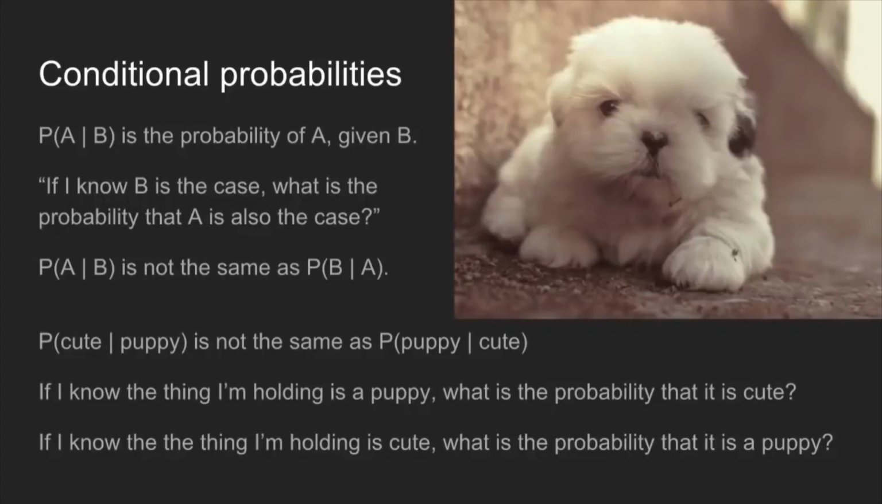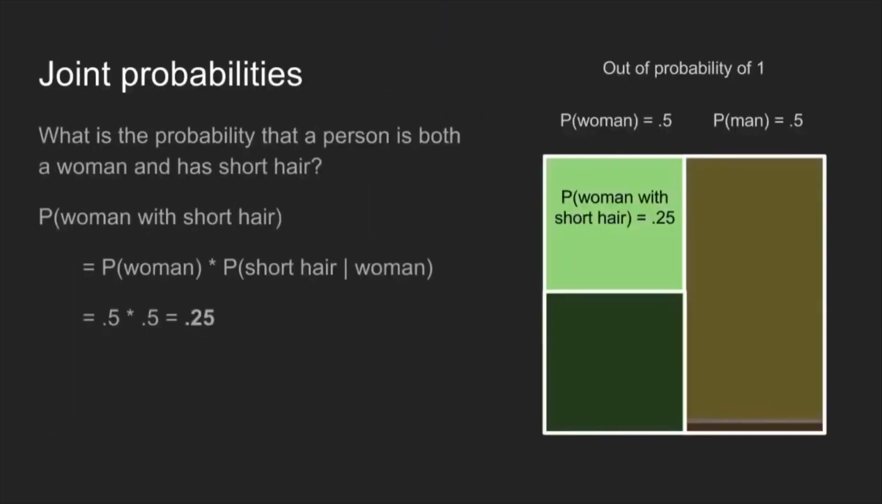So for instance, if I know that the thing I'm holding is a puppy, what's the probability that it's cute? The probability is very high. If I know that the thing I'm holding is cute, what's the probability that it's a puppy? Well, it might be a puppy, it might be a kitten, it might be a hedgehog, it might be a small human. There's lots of things that it could be. So the probability there is less moderate. So these things are not interchangeable in conditional probabilities.